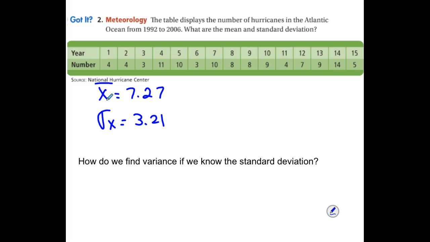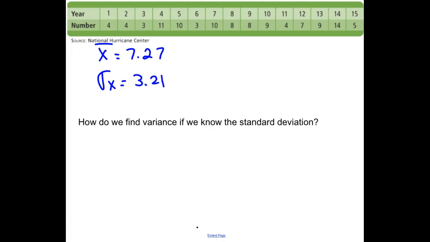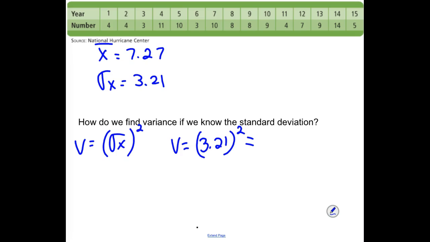All right, so how do we find the variance if we know the standard deviation? Yeah, we just square it. So if we know our sigma value, we can square it to get our variance. So in this last example, our variance would be 3.21 squared. What do we get?